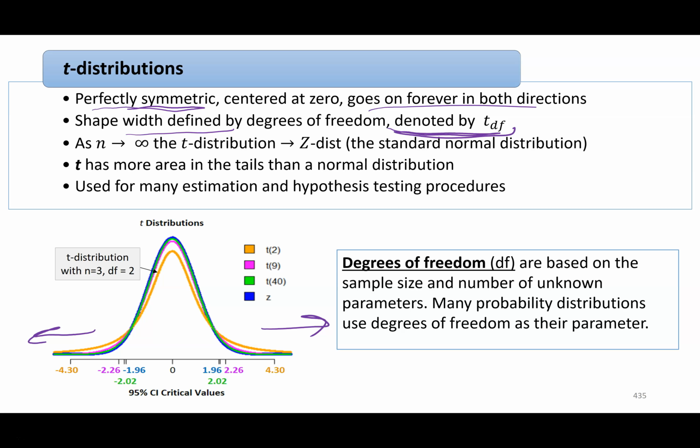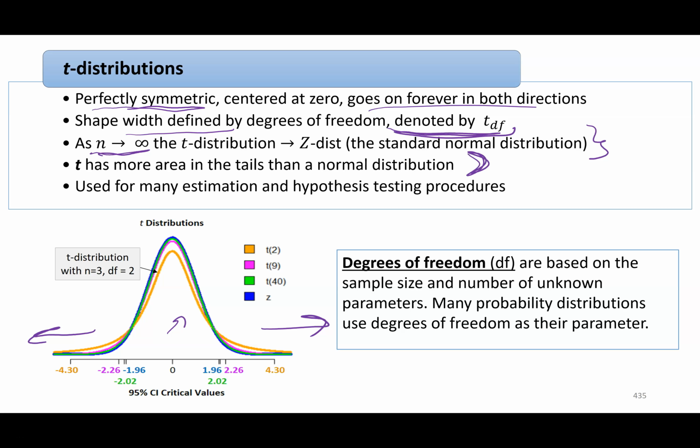That's going to matter for how big your sample size is. The lower your degrees of freedom, the wider your distribution and a little bit shorter, versus the higher your degrees of freedom, narrower at the ends and taller in the middle. As your sample size gets bigger and bigger, your t-distribution is going to get closer and closer to the z-distribution. As you go to infinity, of course you won't ever quite get there, but your t-distribution is going to be really, really close to a z-distribution.